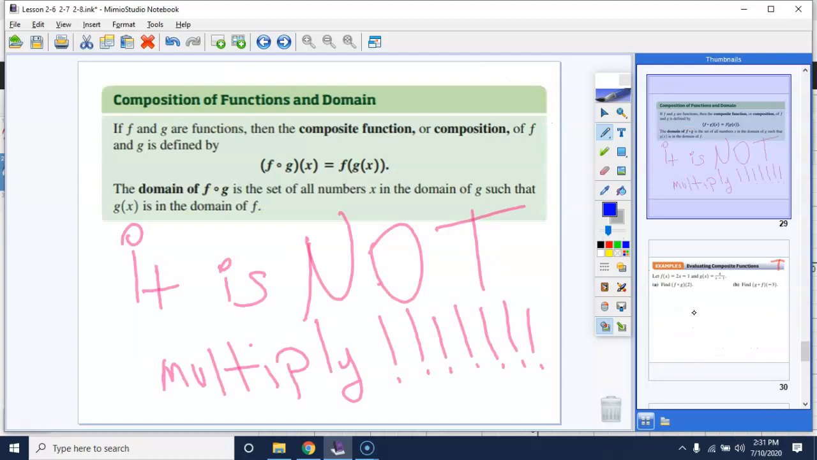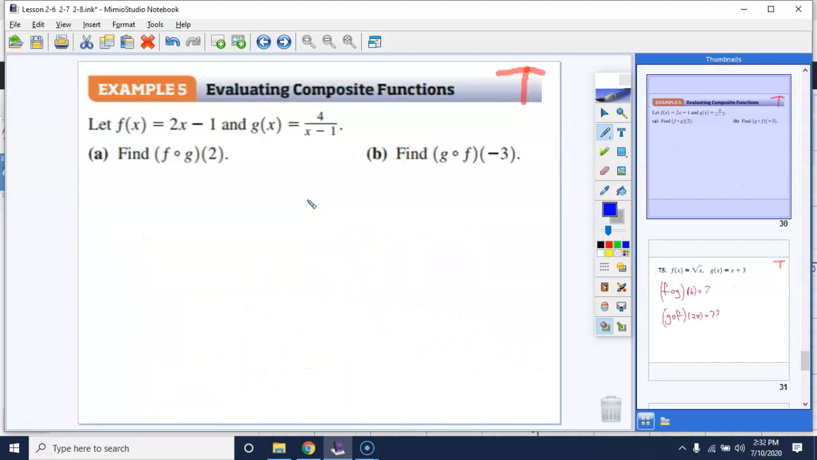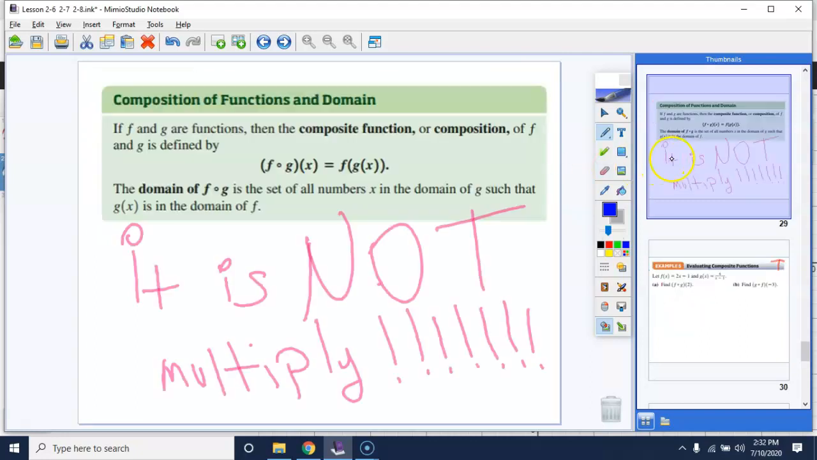So on this part, I'm going to show you composition of functions. Okay, this is called composite functions, and it's not multiplication. Like we don't multiply here. It's composite functions. So let's have a look at it here. f of g of 2. So as you see here, this x goes to g first, and then we will go to f.